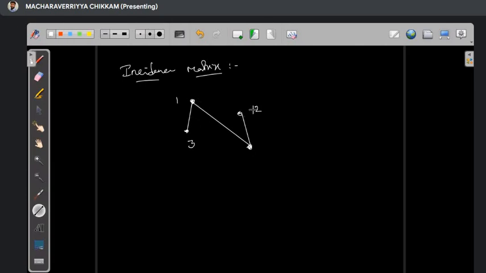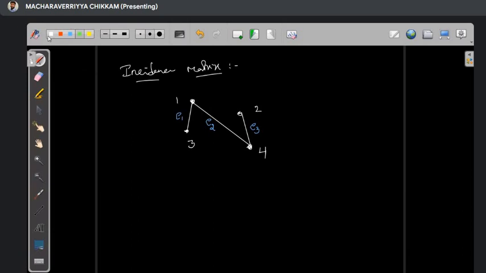So 1, 2, 3, and this one, let me take it as a 4. Okay. So how many edges are here? Total there are 3 edges, E1, E2, E3. And how many vertices are here? There are 4 vertices. You can see the number.